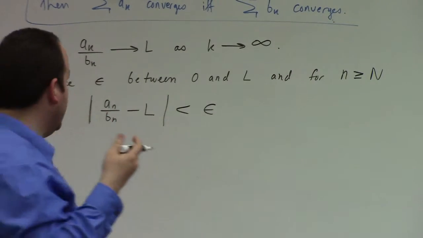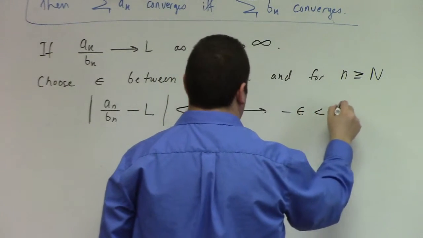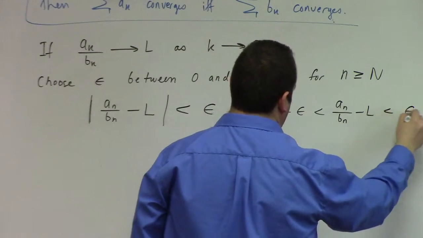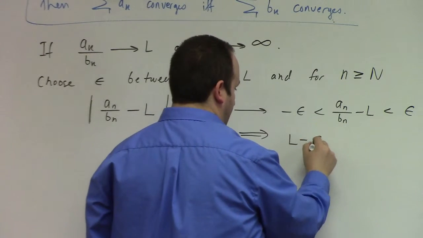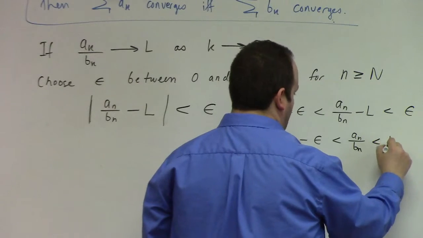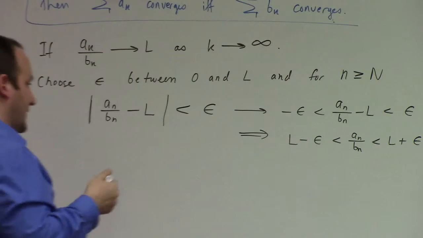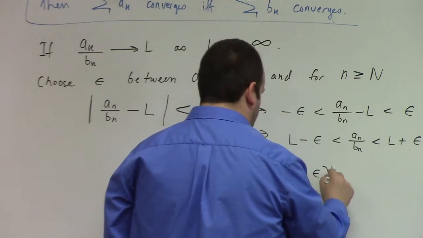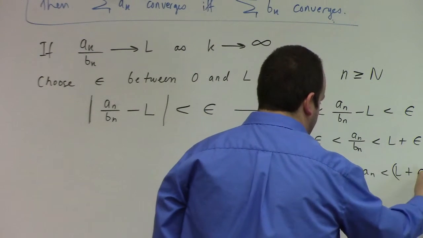But what does that mean? That means we can unfold that. That's minus epsilon less than a sub n over b sub n minus L less than epsilon, right? Which implies what? L minus epsilon less than a sub n over b sub n less than L plus epsilon, right? And then that gives us that L minus epsilon times b sub n is less than a sub n is less than L plus epsilon times b sub n.